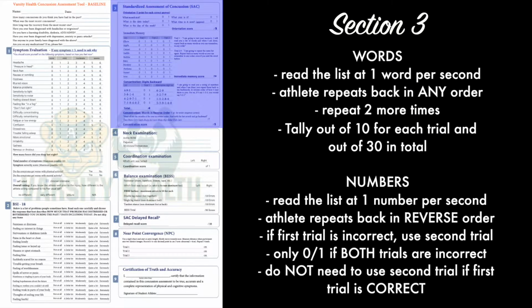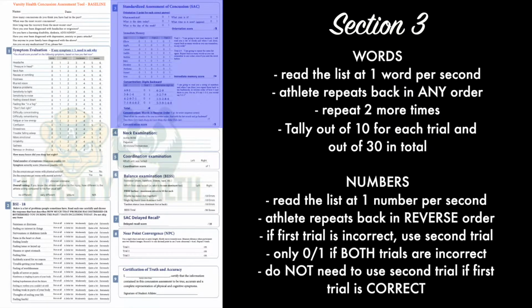Next is concentration. For the first part, you will read the string of numbers and the athlete must repeat back to you in reverse order. So you would say 493, and the athlete needs to say 394. If the athlete gets the string correct, circle the 1 for correct and move on to the 4-digit string. If the athlete gets it wrong, they can attempt the other 3-digit string, 629.